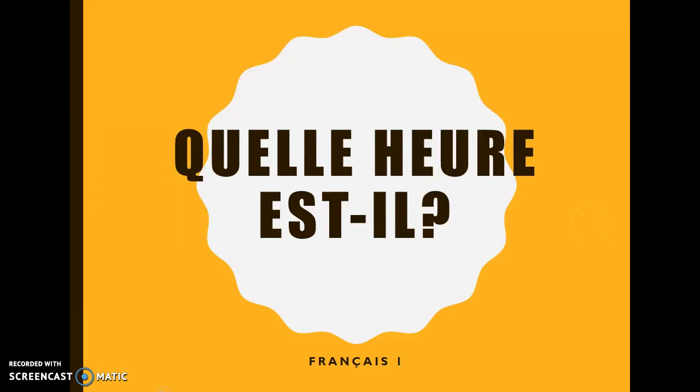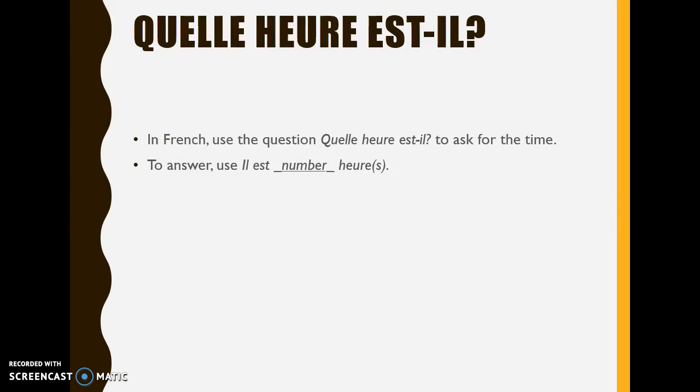Bonjour. Today we're going to talk about the question, Quelle heure est-il? We're asking about the time. In French, we use this question to ask what time it is. And to answer, we use il est. We're going to use a number and then heure. So literally, if you wanted to translate this, it would be like, it is this number hours.